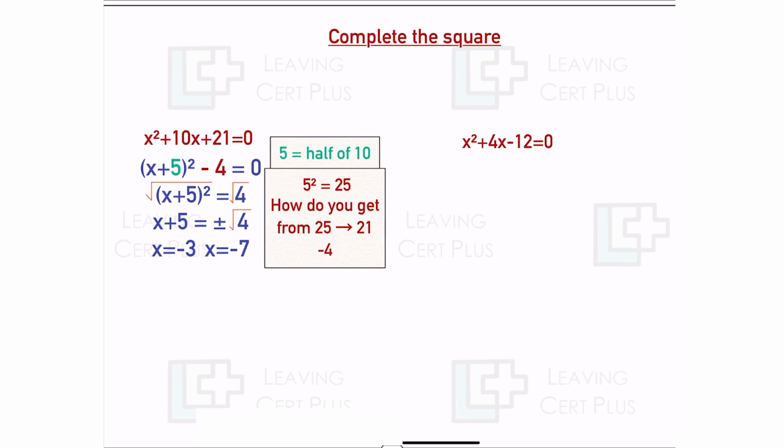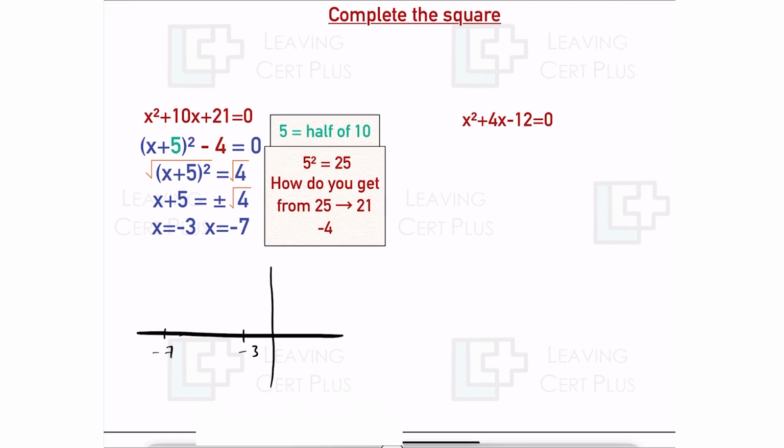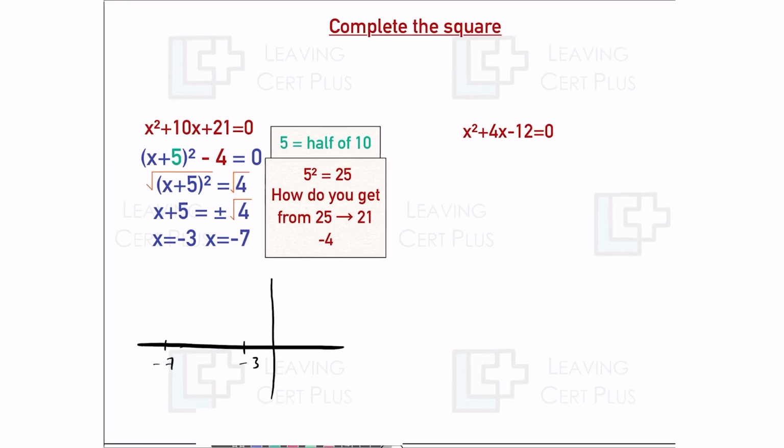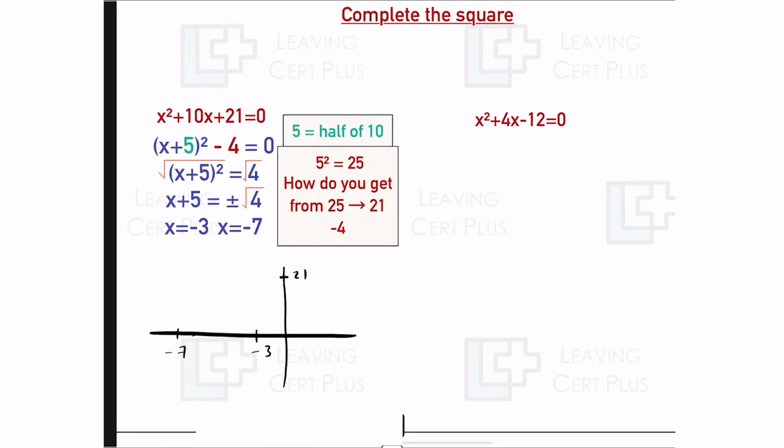So if I was to sketch this function then, we've got minus 3 and minus 7 as the roots. So they're both over here. And my y-intercept is up here at 21. So just a quick sketch, it would look something like that.